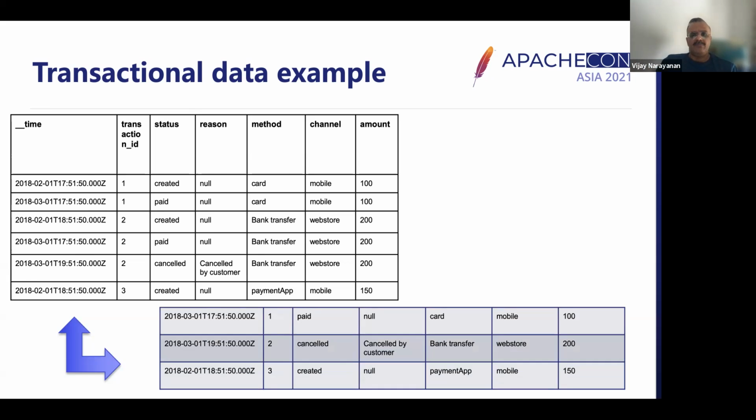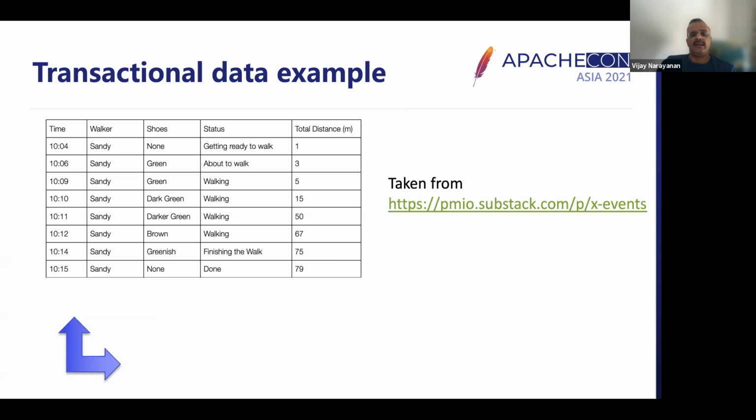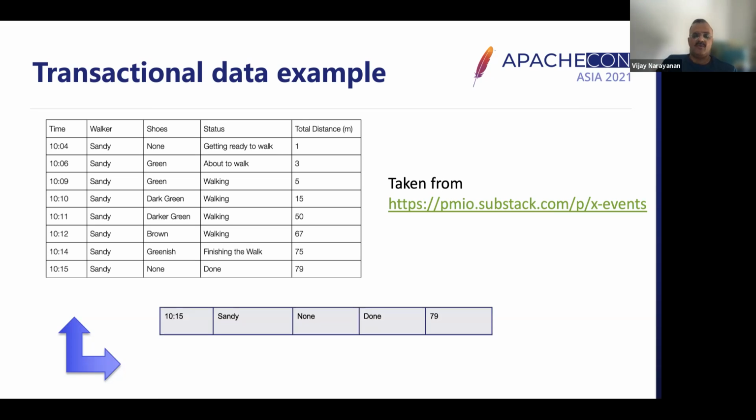Now, the same type of pattern also shows up, for example, in this case, some kind of a fitness application, which is tracking, when a person starts walking, it is actually tracking the distance and also the stages, for example, getting ready to walk, about to walk, walking, finishing walking, and done. So this potentially could be stages that a user goes through, and each stage is an event, and all the events are being captured. Again, in traditional systems, you would end up with one final record for that user, which gives you the final, or at least the current status of that user, depending on what time the data is being looked at, right?